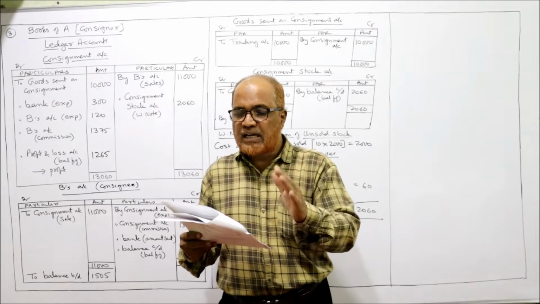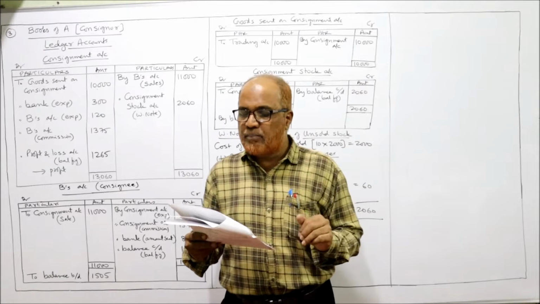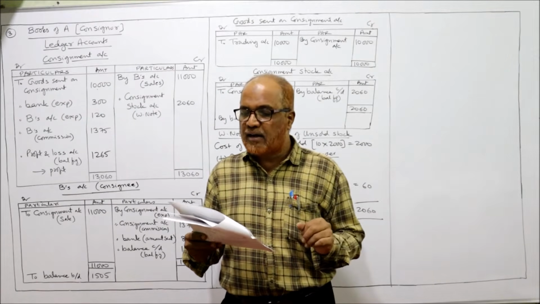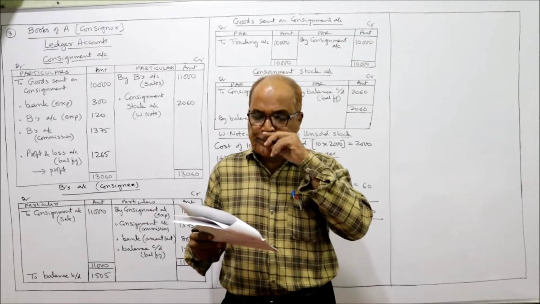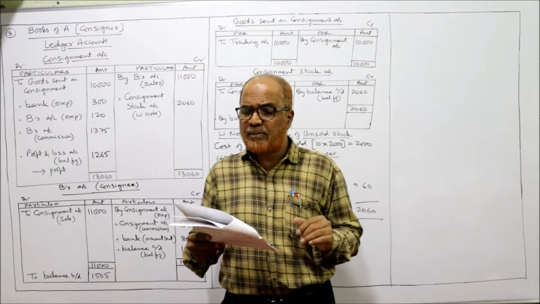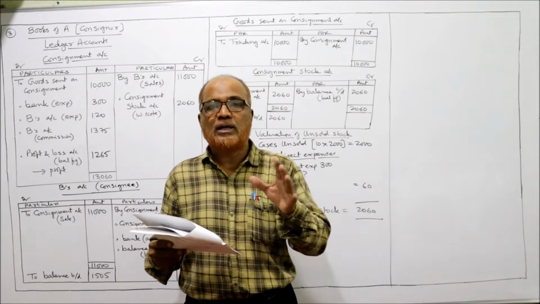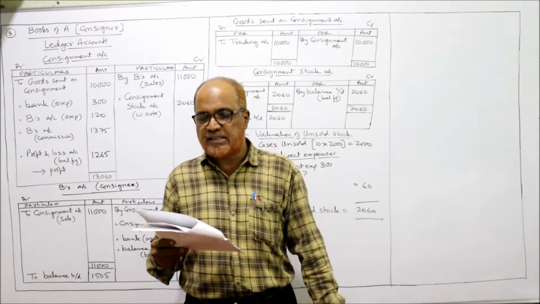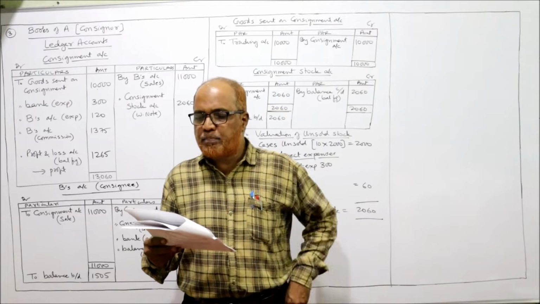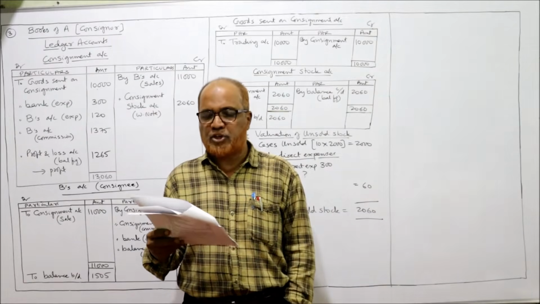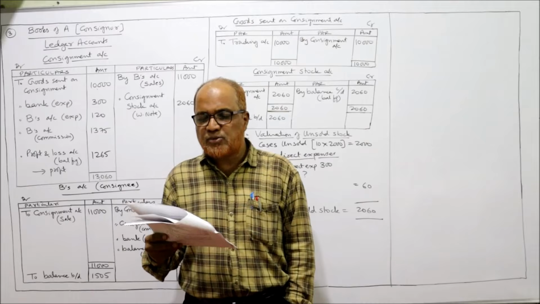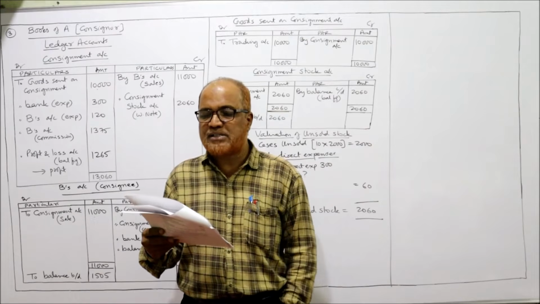B worked as Del Credere agent. His ordinary commission is 5% and Del Credere commission is 7.5%. So 5% plus 7.5%, 12.5% is the total commission payable to the consignee. Then in due course, B sent account sales giving the following information. B's sales proceeds of 40 cases: rupees 11,000.